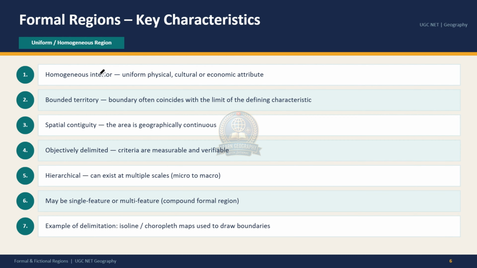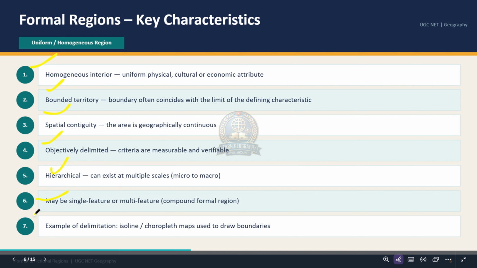Formal regions, key characteristics: homogeneous interior, uniform physical, cultural or economic attributes; bounded territory, boundaries often coincide with the limit of the defining characteristics; spatial contiguity, the area is geographically continuous; objectively delimited, criteria are measurable and verifiable; hierarchical, can exist at multiple scales, micro to macro, may be single feature or multi-feature, compound formal region. For delimitation, isoline and choropleth maps are used to draw boundaries. These are some key characteristics of formal regions.